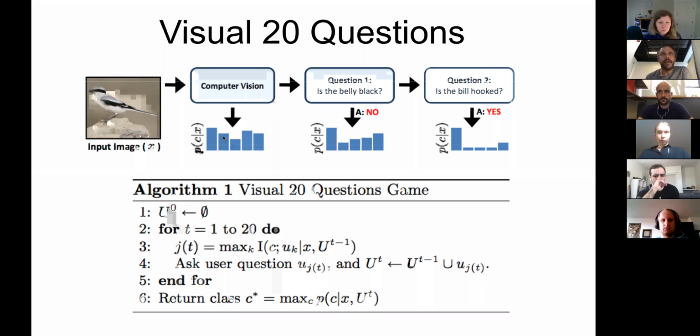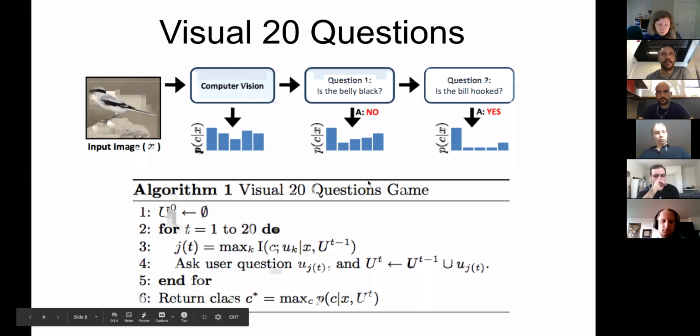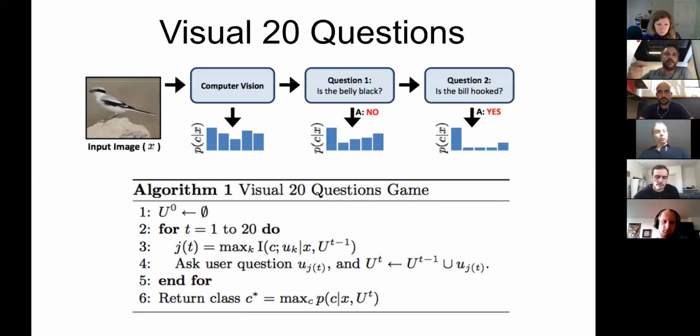So based on what comes out of the computer vision block, we would select a question according to this algorithm, and we would choose, out of a set of predetermined questions, the question that would maximize the expected information gain. So in this case, based on the short list of species that could match this, we ask a question like, is the belly black? And the answer is no. We update these posterior probabilities. We select another question, is the bill hooked? And typically we found that it required about 2 of these kinds of questions, and then we would narrow it down. So again, this was based on the state of the art at the time.